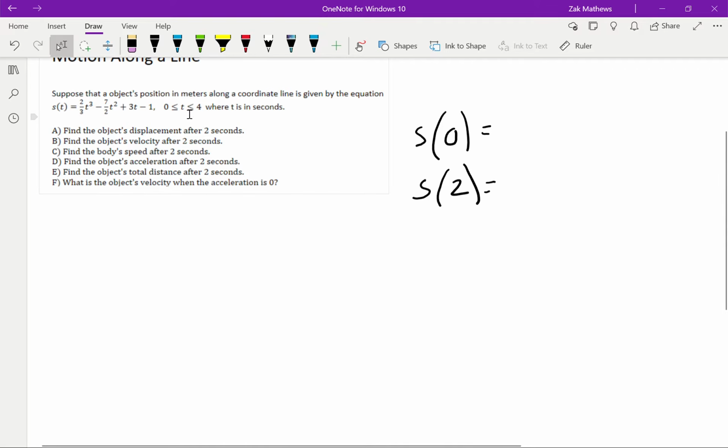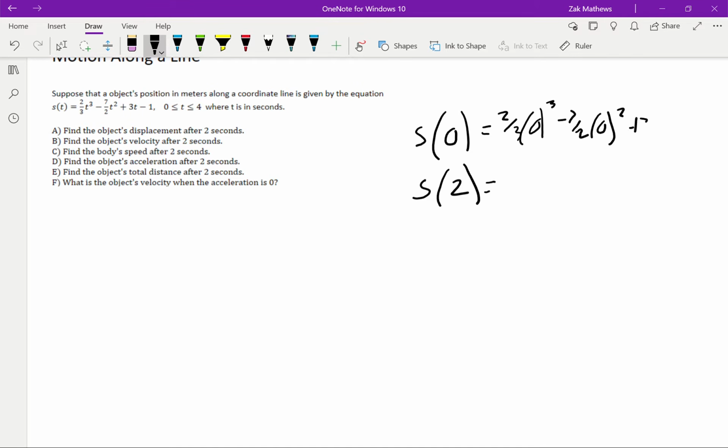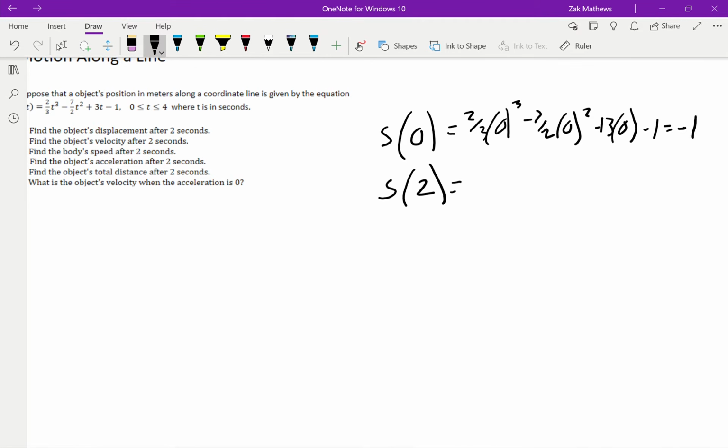We're going to do it just by plugging into this equation. So we'll have 2/3 times 0 cubed minus 7/2 times 0 squared plus 3 times 0 minus 1. If we add all these together, we get -1. I might do the exact same thing for the 2.